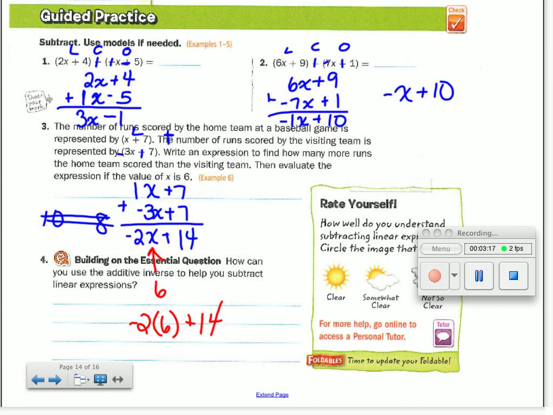So what's a negative 2 times 6? Negative 12. Okay. Plus 14 then would be what? What's negative 12 plus 14? 2. So it would be like 2 runs, basically. All right.